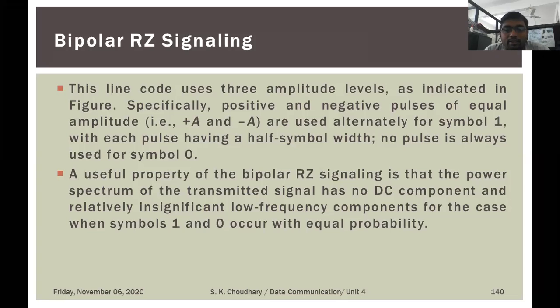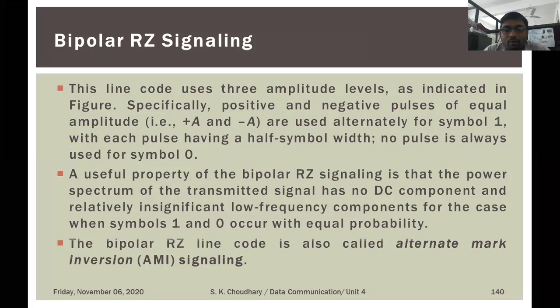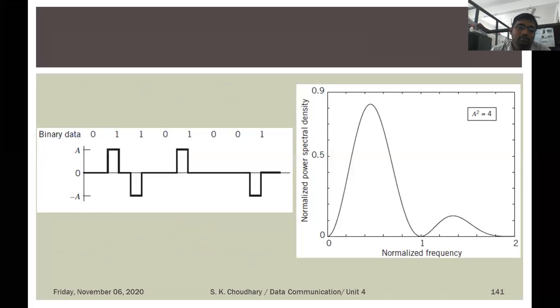This you can consider as a disadvantage also. And this bipolar RZ line code is also called alternate mark inversion signaling, AMI signaling. This is another popular name of bipolar RZ, or biphase signaling. So, alternate mark inversion signaling. See what the pattern of the bits is in this AMI or bipolar RZ signaling.